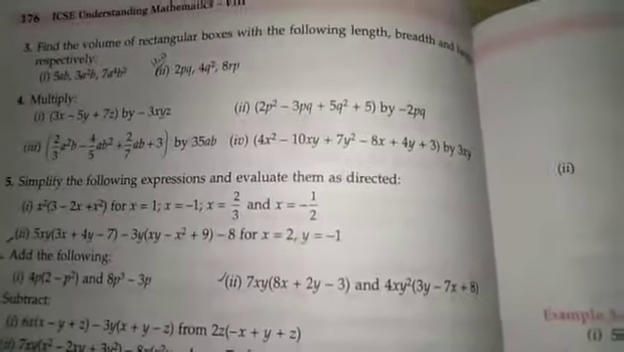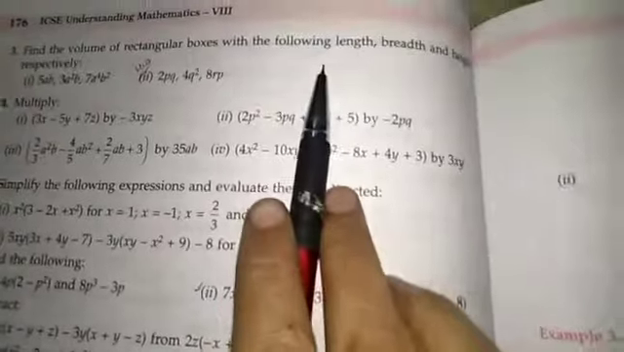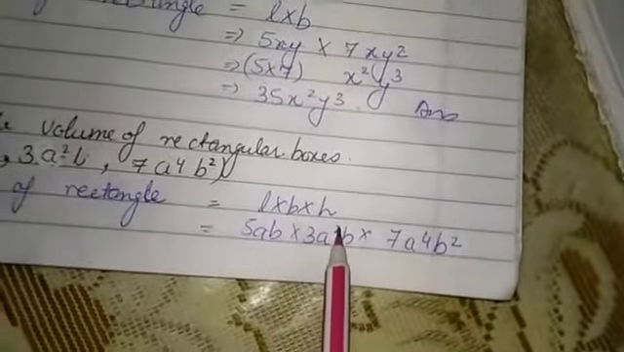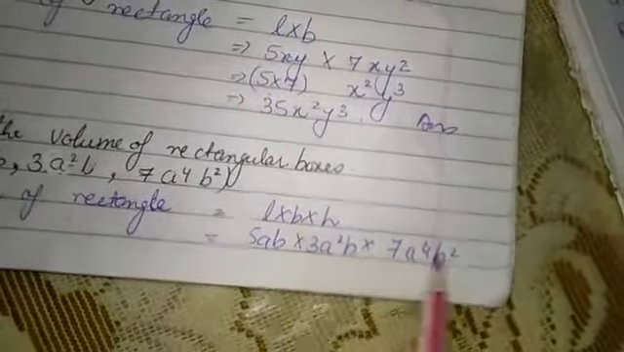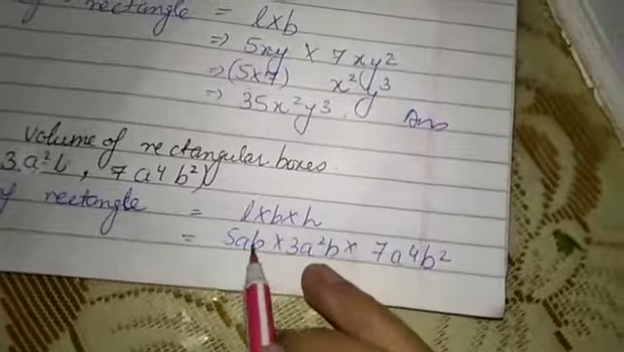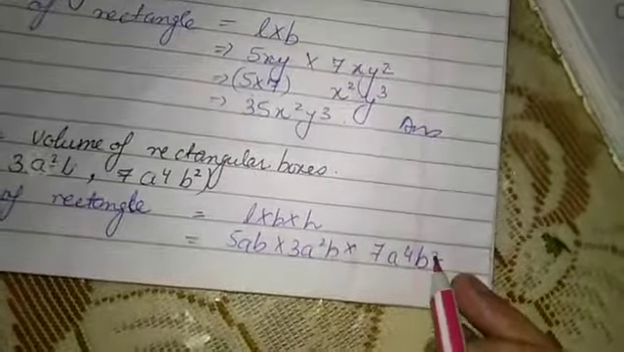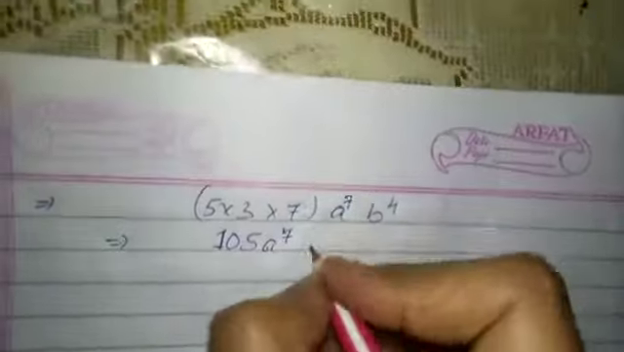Look at this third question. Find the volume of the rectangular box with the following length, breadth and height respectively. Volume will be written as 5 into 3 into 7, length into breadth into height. A, B were given. The total number of A's is 1, 2, 3, 4, 5, 6, 7. Of B's is 1, 2, 3, 4. So the answer will be 5 threes are 15, 15 A to the 7, B to the 4. This is your answer. Okay.